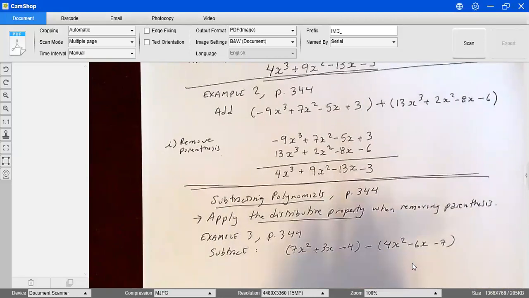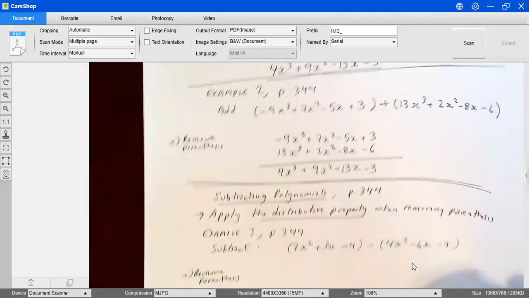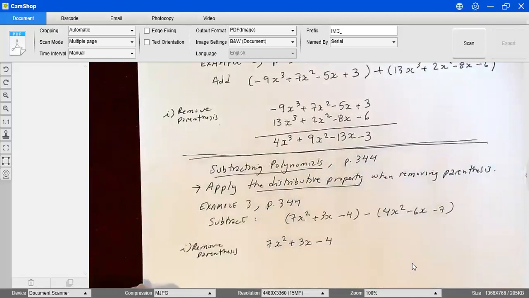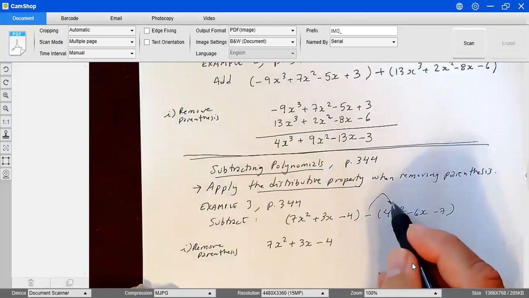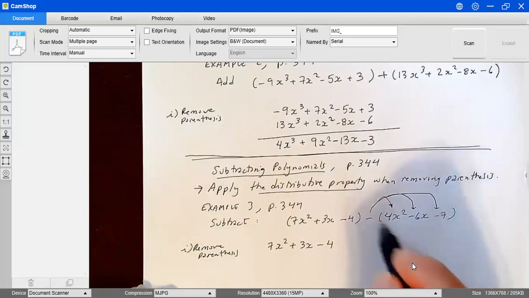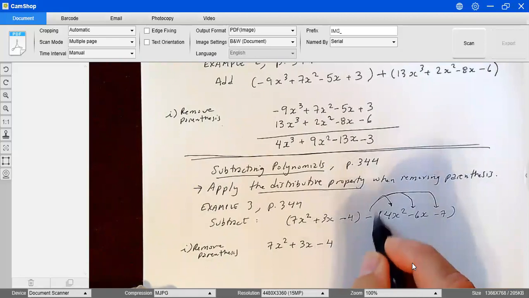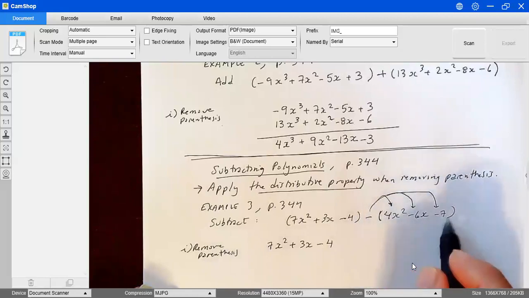So we're going to do the same thing as before. We need to remove parentheses. To remove parentheses, we're going to write the first one the same way: 7x squared plus 3x minus 4. And in the second case, we're going to apply the distributive property. We're going to multiply every term inside by -1. When you have a minus in front of a parenthesis, you are supposed to have the number 1 there. What you do is just change the sign of every term inside the parenthesis.